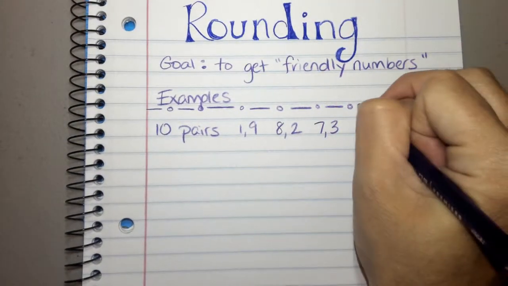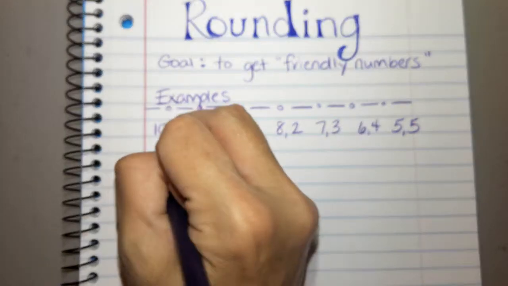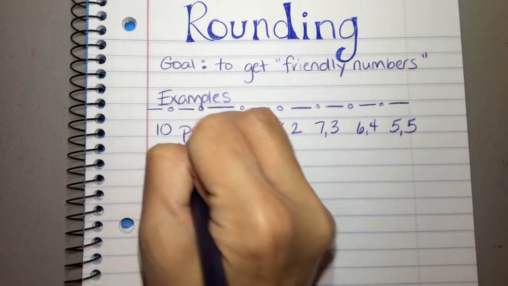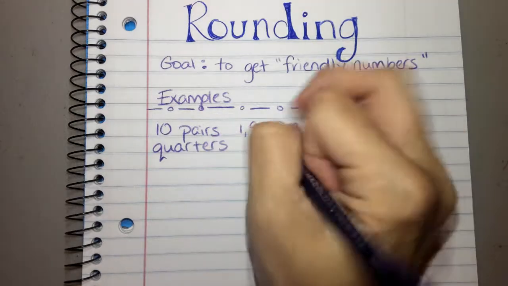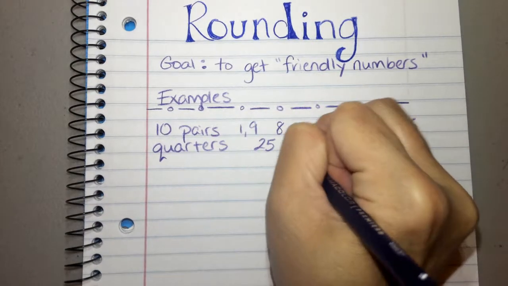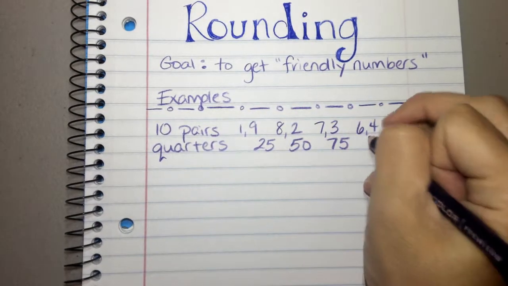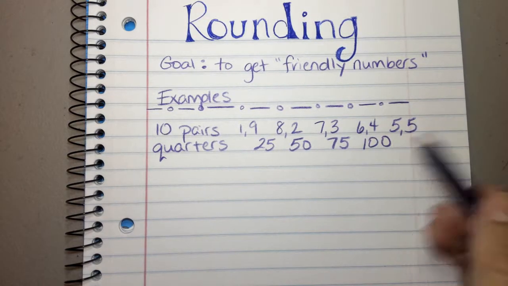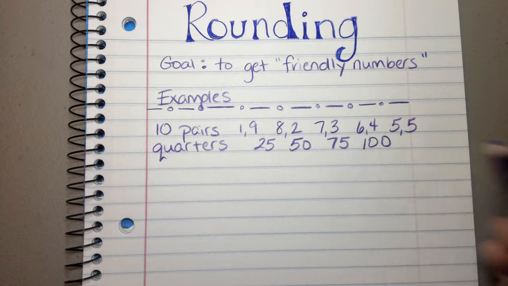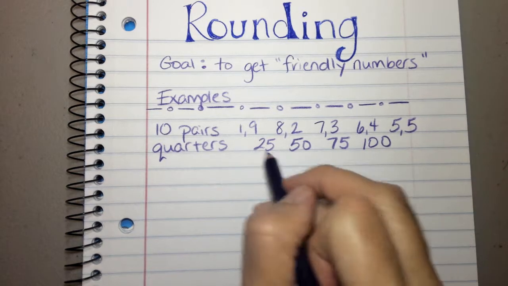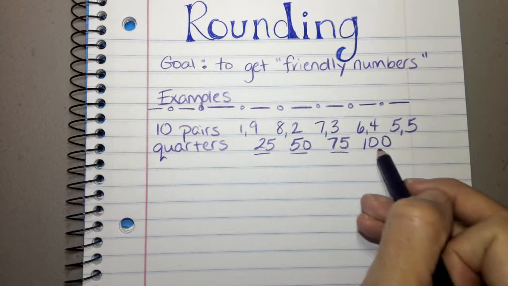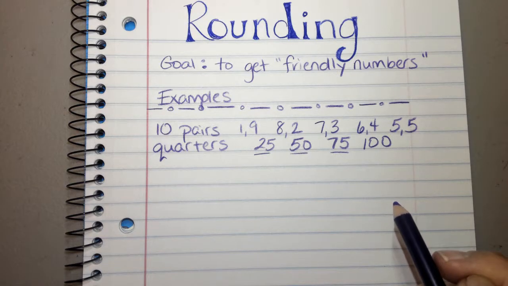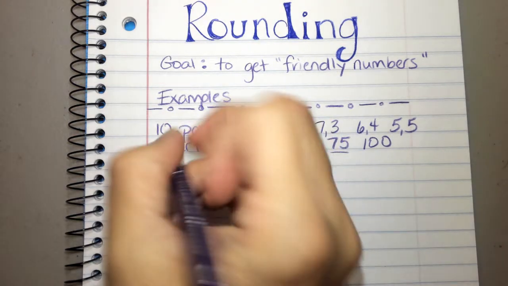Another kind of friendly number are quarters. 25, 50, 75, $1. Okay. But it keeps working, right? 250 and 350 and 475 and 125. Like anything that ends in one of these quarter numbers, it's a pretty friendly number.